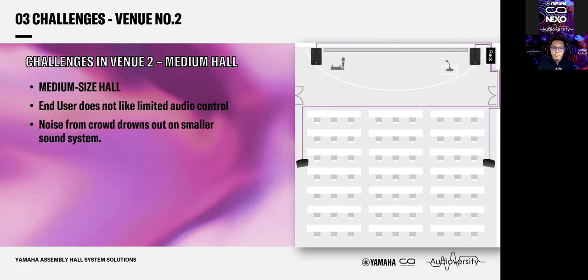And with this setup, the smaller sound system from the previous example cannot support this venue. So with the noise from the crowd, no matter how hard the announcement guy tries to say, hey, please keep quiet, we are going to start our event soon, nobody can hear it. So that is one of our challenges here. So basically this application is based on speech and also performance.